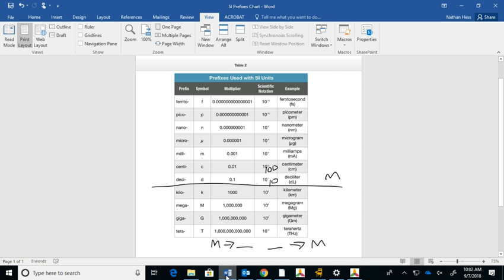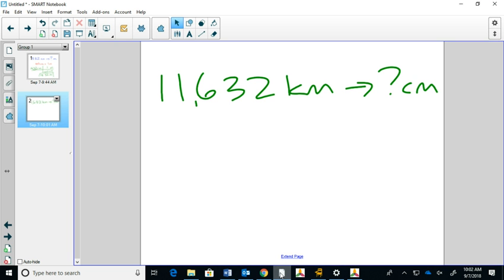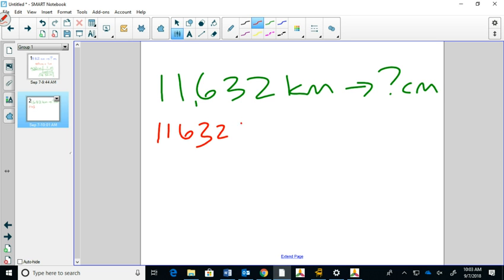Okay? So you've got 2 choices. If you are comfortable enough to make the jump from kilometers to centimeters in one step, you can do it. It's not hard. You're just adding the different pieces together. But I'm going to show it to you by going to meters first. So we're going to take 11,632 kilometers, and I'm going to first break it into meters.